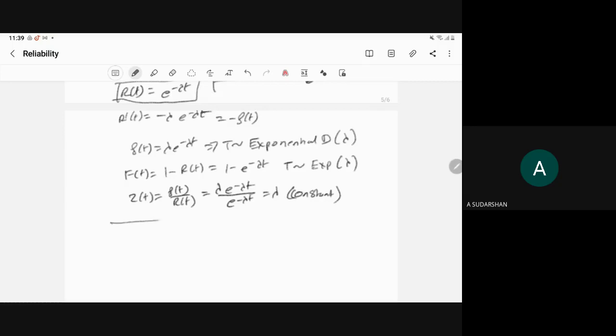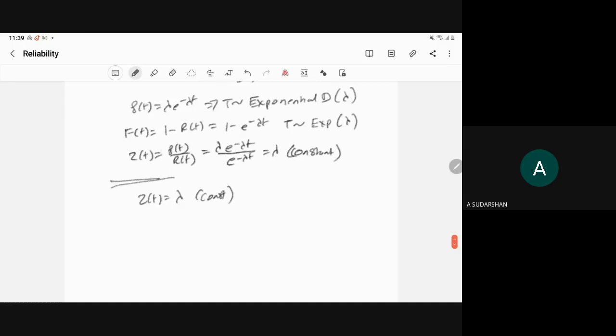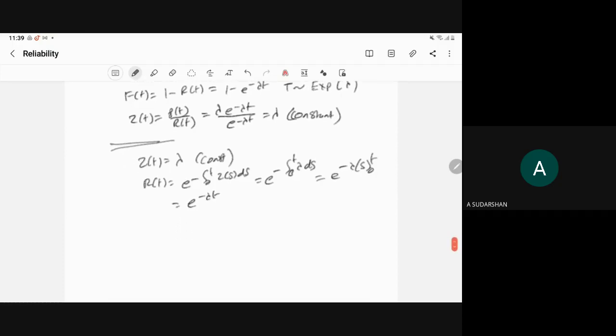Now, if Zt is given to you as the constant lambda, then from theorem 6.2, what is the formula for reliability? Reliability is e to power minus integral 0 to t Zs ds. So e to power minus integral 0 to t lambda ds, which becomes e to power minus lambda s from 0 to t. This will become e to power minus lambda t. By theorem 6.2 we have this formula, so if the hazard rate function is given as a constant, you can compute the reliability.